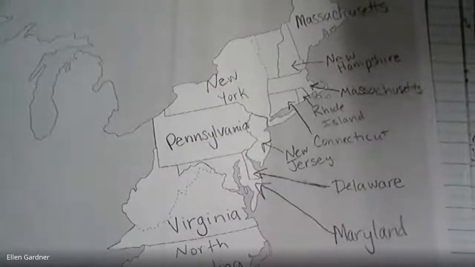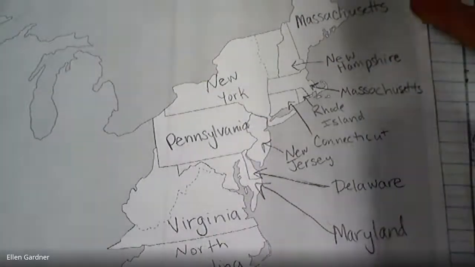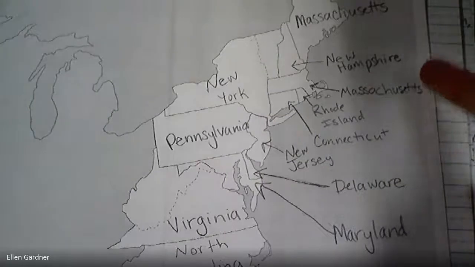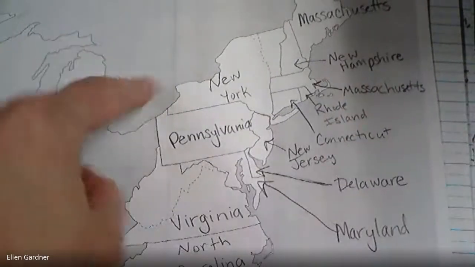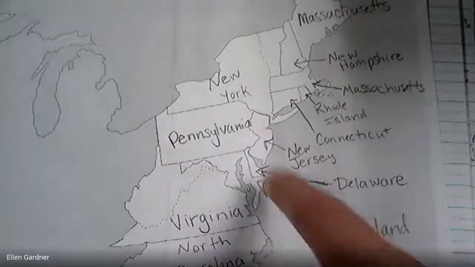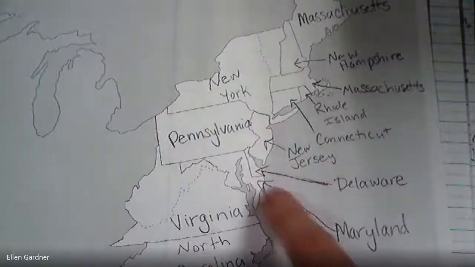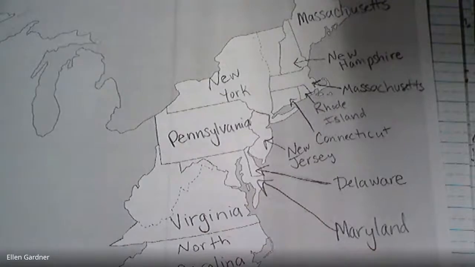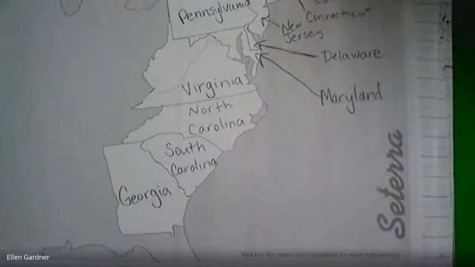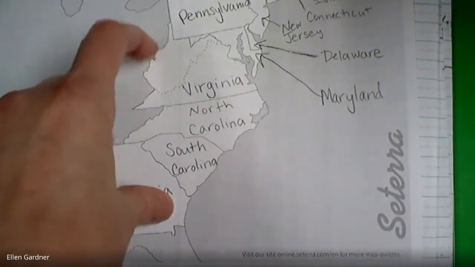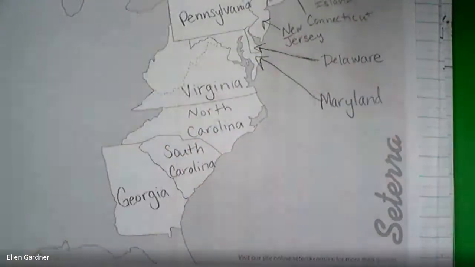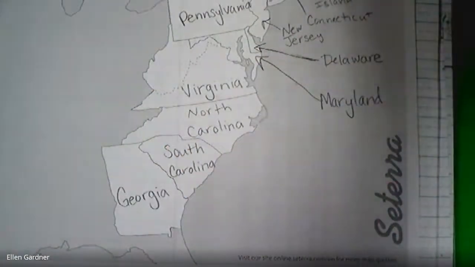Let me go back up in case you need this. Massachusetts, New Hampshire, Massachusetts, Rhode Island, Connecticut, New York, Pennsylvania, Delaware, Maryland, Virginia, North Carolina, South Carolina, and Georgia. And you'll have this blank for West Virginia. We're not going to write West Virginia because it was not one of the original 13 colonies. It became a state later.